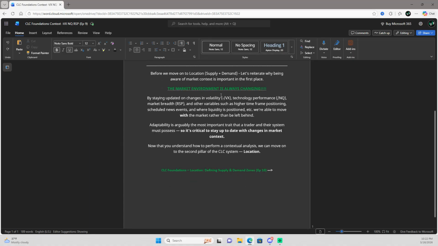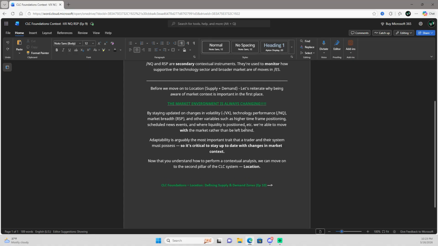So by staying updated on changes of volatility, different volatility regimes, technology performance, market breadth, and other contextual variables like a higher time frame analysis or higher time frame positioning, scheduled news events, and areas where liquidity is concentrated or positioned within the market, so like a high volume node or a weekly high or yesterday's low, things of that nature. By monitoring these things, we are able to move with the market rather than being left behind. So that's why it's very important for us to be doing a contextual analysis.